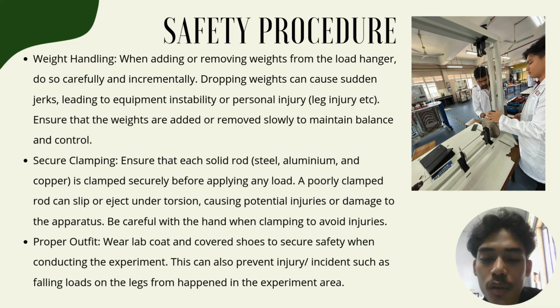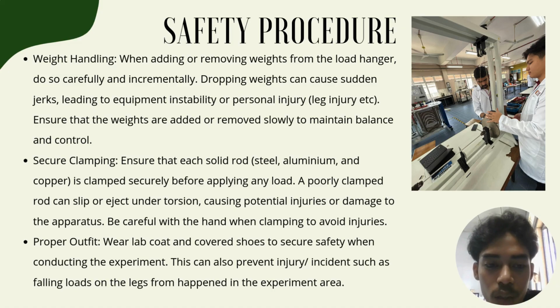So the next part is safety procedure. We have three safety procedures in our experiment. We separate into three categories, which are weight handling, secure clamping, and proper outfit. For weight handling, when adding or removing weights from the load hanger, do so carefully and incrementally because dropping weight can cause sudden jerks leading to equipment instability or personal injury, such as leg injury, etc. Ensure that the weights are added or removed slowly to maintain balance and control in the experiment.